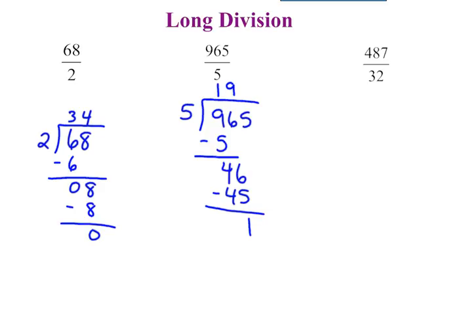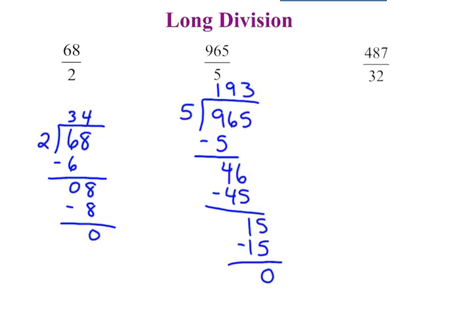Bring down the 5 and we have 15. How many times does 5 go into 15? 3. 3 times 5 is 15. We subtract. We get 0. That means there's a 0 remainder. So we know 965 divided by 5 equals 193, which also means that 5 is a factor of 965 because there was a 0 remainder.